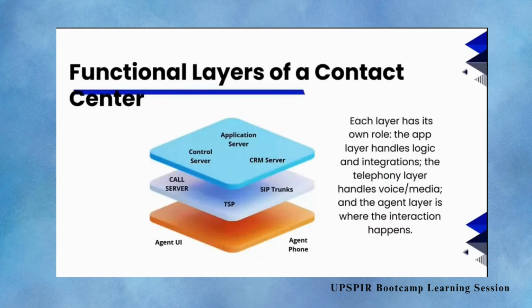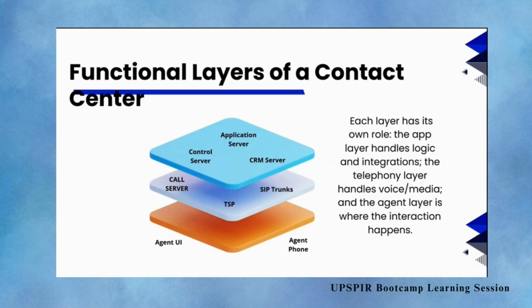Normally we also say that there are three layers in which the contact center setup is done. This is one way of seeing it. One layer is our application layer, where we are talking about application servers, CRM servers, and the control server. Control server is the name that I have given it; you can just assume that it is a server providing some control and management application. The second layer is our calling layer, where we are talking about the call server, the telephony trunk, and the telephony service providers. And the last layer is our agent and agent phone.